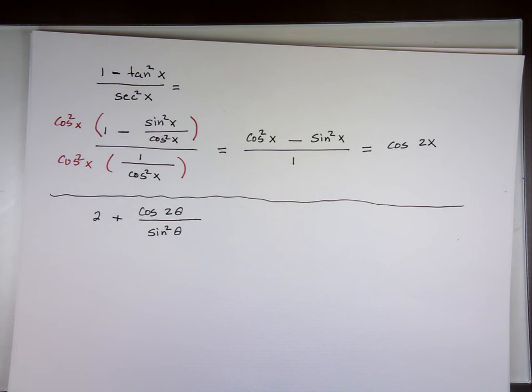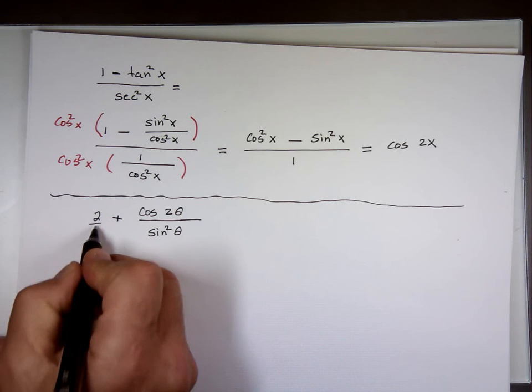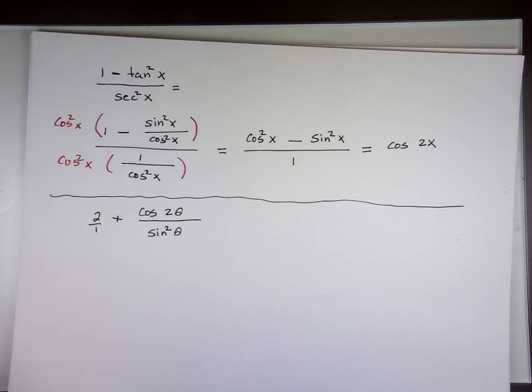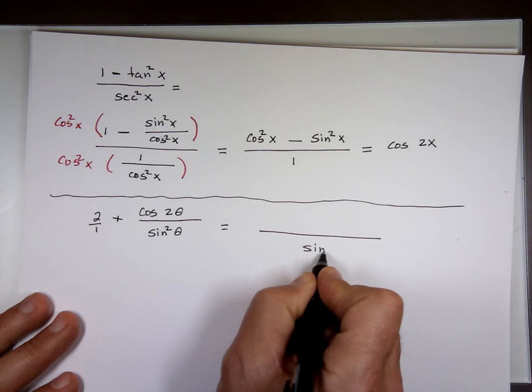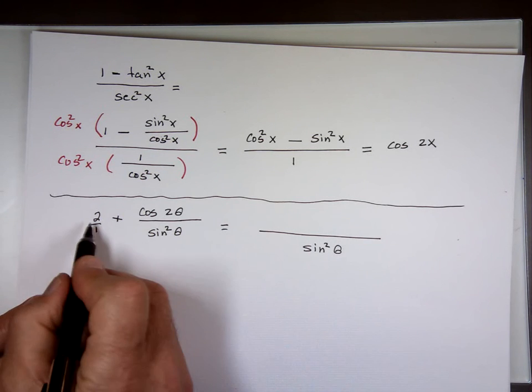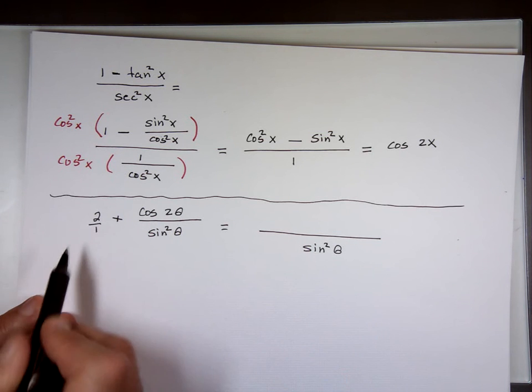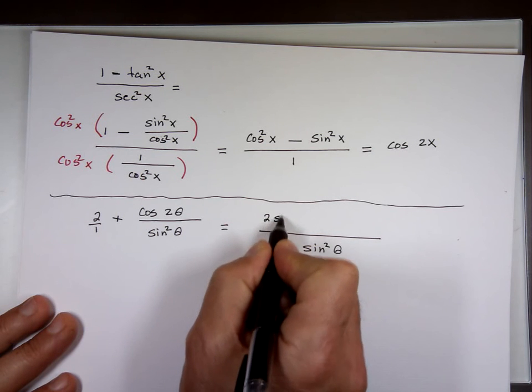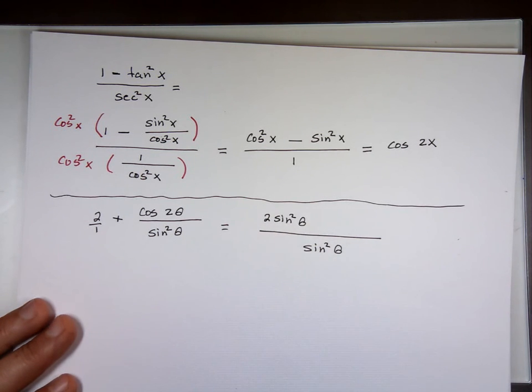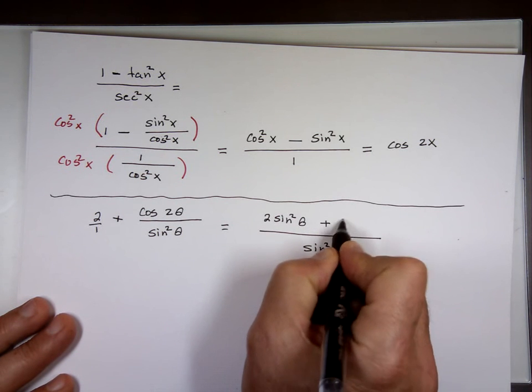All I know right now, when I'm adding and subtracting fractions, what do I need? Common denominator. Let me start with that, because this is 2 over 1. So all I know, I'm going to be adding fractions. I better make sure I have the same denominator. So this becomes what? 2 sine squared, right? Plus cosine 2 theta.